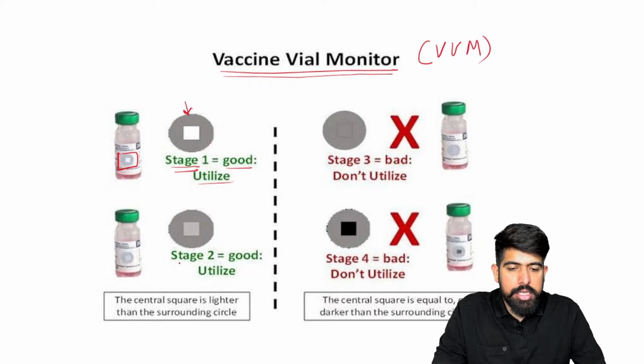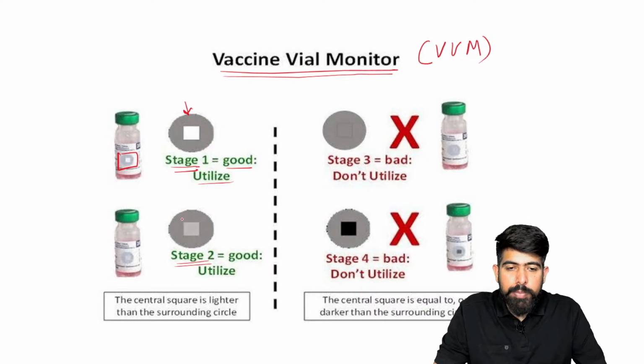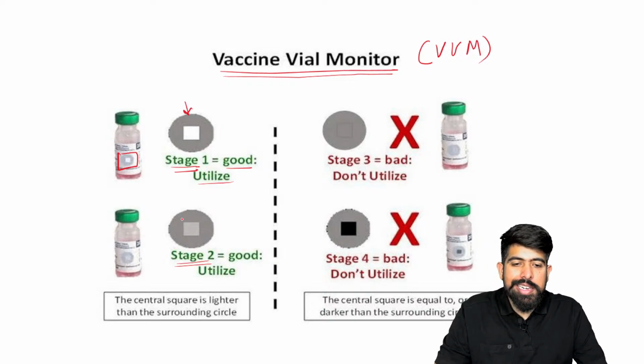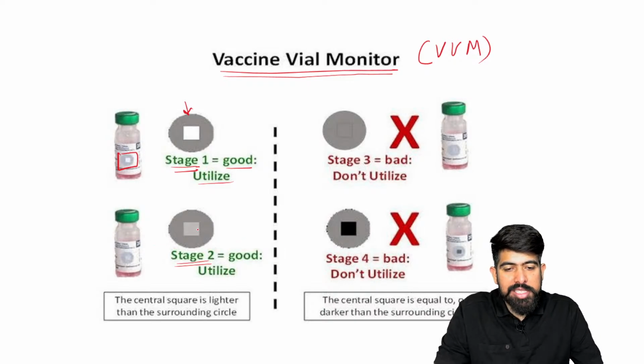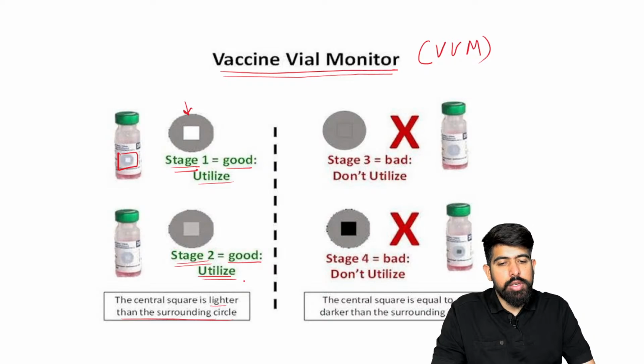The second stage, what is happening? The white square is changing color to near gray. But please remember, this is lighter than the outer gray. As the central square is lighter than the surrounding circle, we can understand that the vaccine is good and we can utilize this vaccine also.